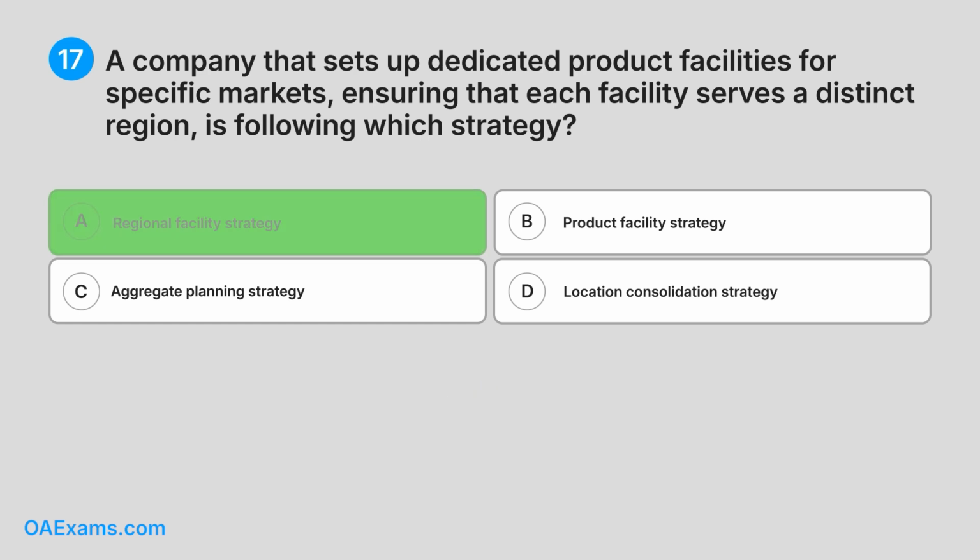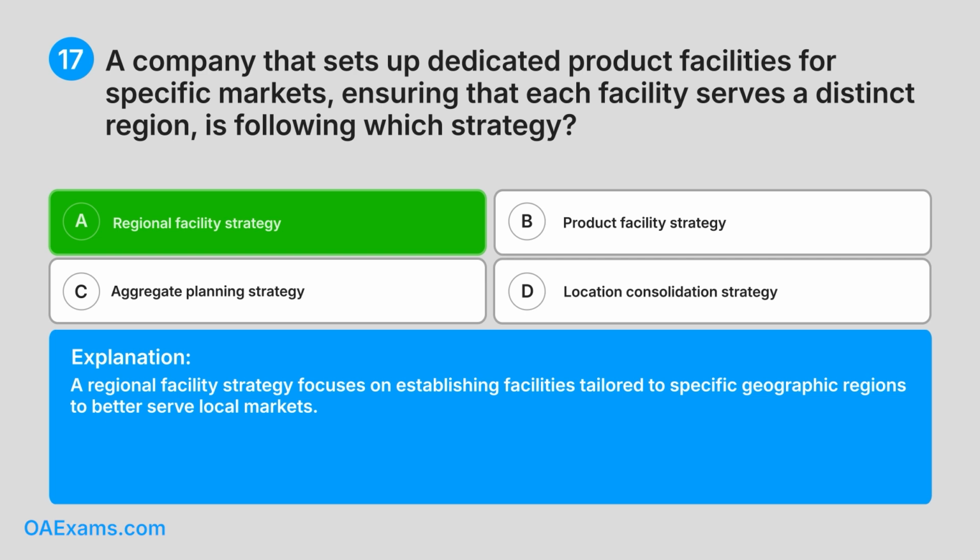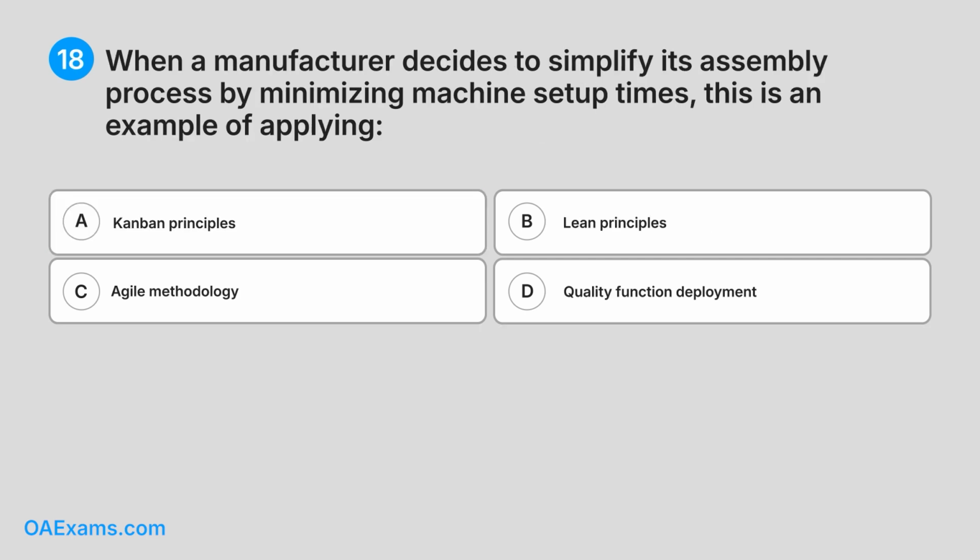Correct answer, A. Regional facility strategy. Explanation: a regional facility strategy focuses on establishing facilities tailored to specific geographic regions to better serve local markets. 18. When a manufacturer decides to simplify its assembly process by minimizing machine setup times, this is an example of applying A. Kanban principles. B. Lean principles. C. Agile methodology. D. Quality function deployment. Can you guess the answer?